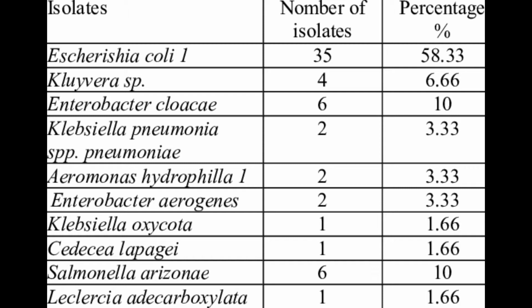Then let's talk about the EIEC, which stands for enteroinvasive Escherichia coli. They cause Shigella-like infection, dysentery-like symptoms, invasive bloody diarrhea. Their serotypes are O124, O143, and O164.